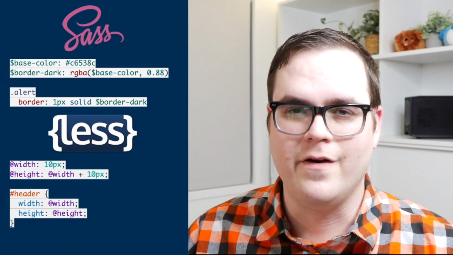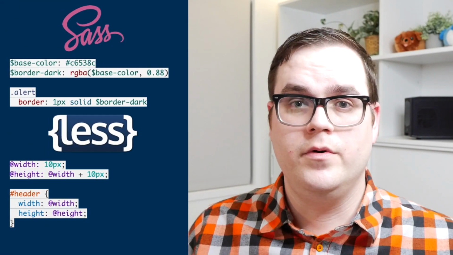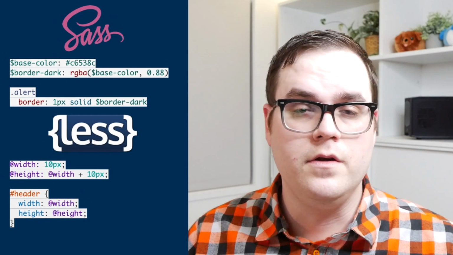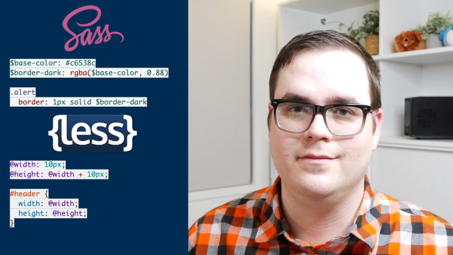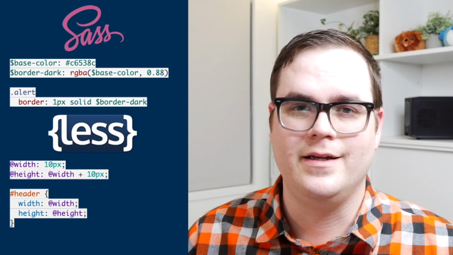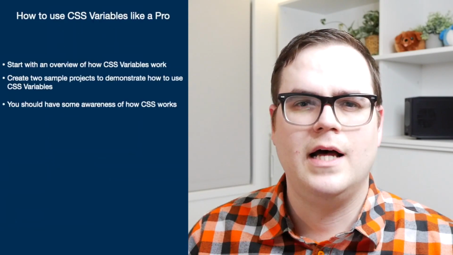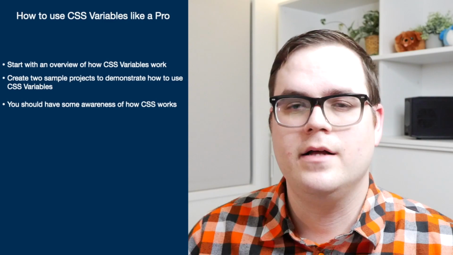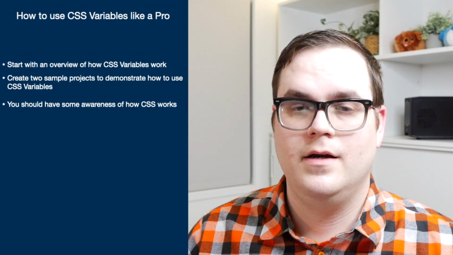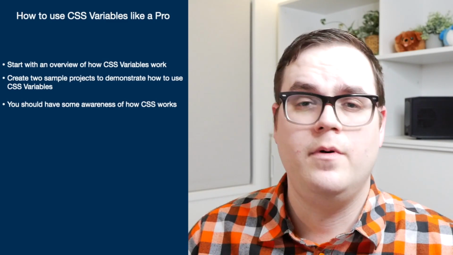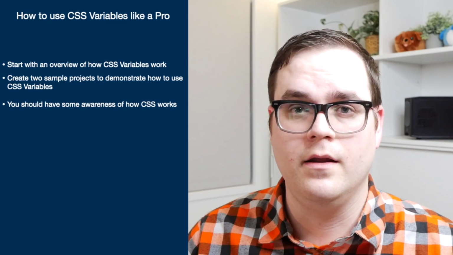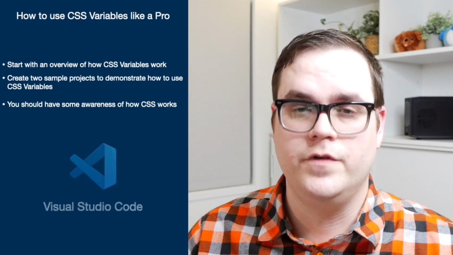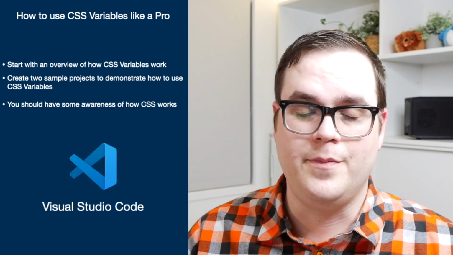Either way, one of the main selling points of these preprocessors was the ability to use variables. You just create a variable, assign it a value, and then use it throughout the rest of your style sheet, which of course would help maintainability. In today's video, we'll start by familiarizing ourselves with how CSS variables work, and then we'll create two sample projects that actually use them. These sample projects will be available on CodePen, but for this video, we'll use Visual Studio Code to put these samples together.